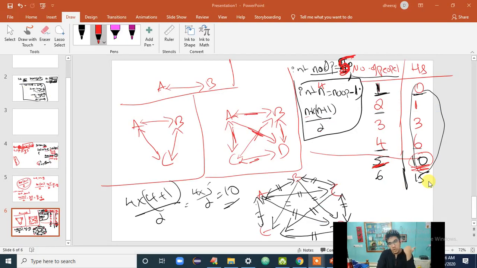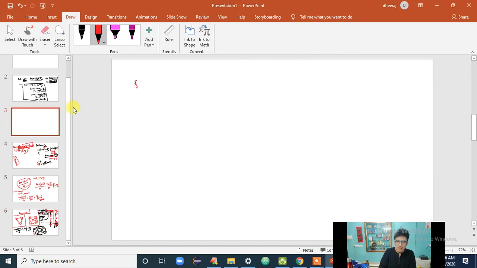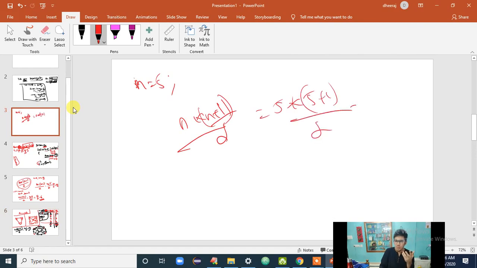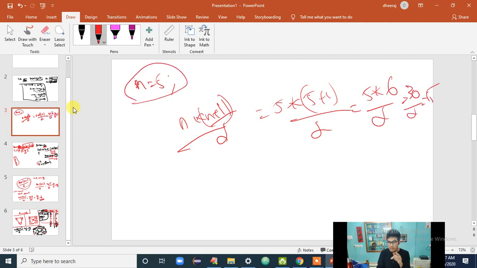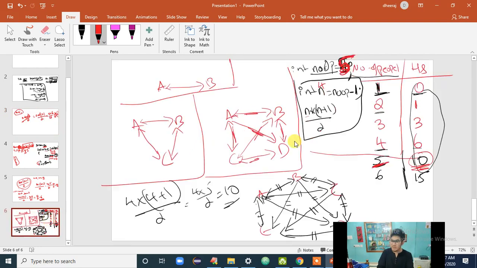So why are you doing int n is equal to number of people minus 1? Why am I doing it like that? Because it's very simple. If there are 5 people, I'll tell n value is 5. Should I use a formula as n into n plus 1 by 2? Should I do it directly like this? Because it is 5 into 5 plus 1 by 2. 5 into 6 is 30. 30 by 2 is 15. But tell me, when there are 5 people, is it 15 handshakes? Watch here. When there are 5 people, is it 15 handshakes or 10 handshakes?